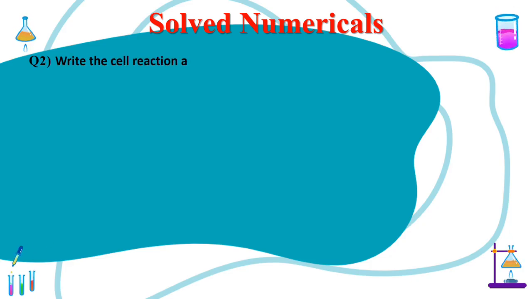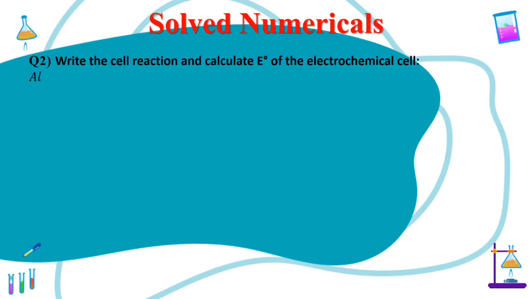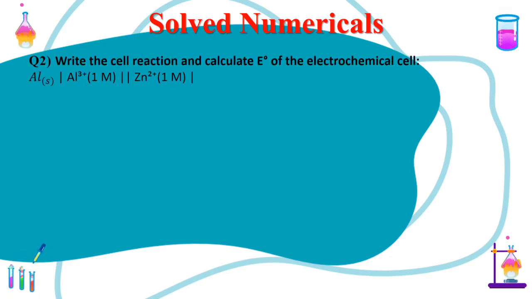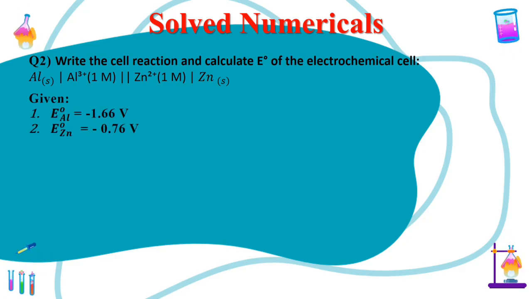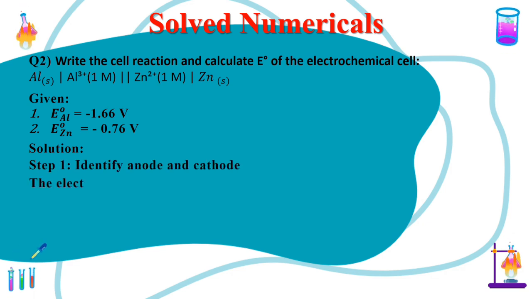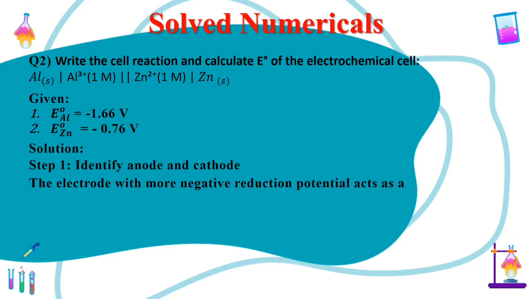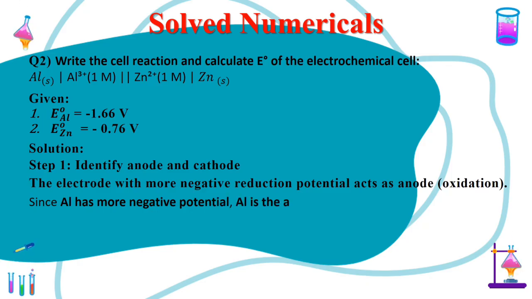For the second type of numerical, we need to write cell reaction and calculate E naught of the given electrochemical cell. In step 1, we have to identify anode and cathode. The electrode with more negative reduction potential acts as anode, as we have discussed in our previous numerical. Here, aluminium has more negative potential, therefore aluminium is the anode and zinc is cathode.